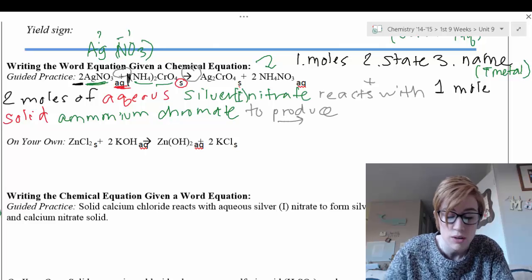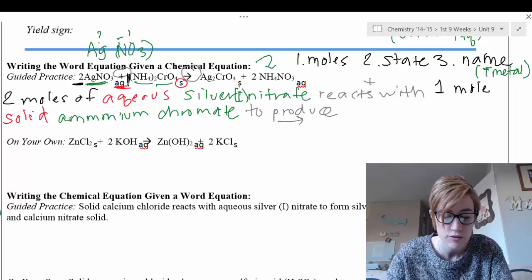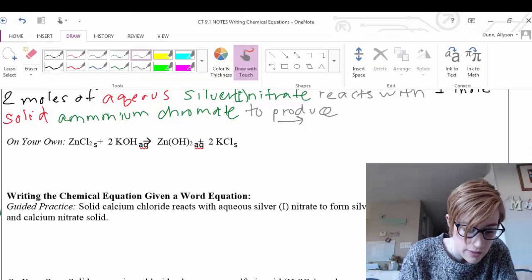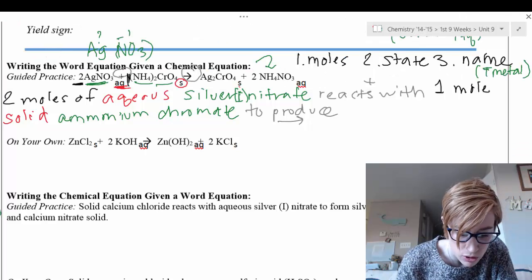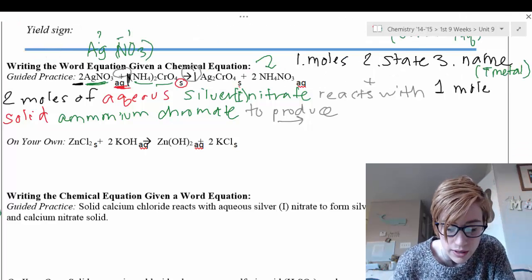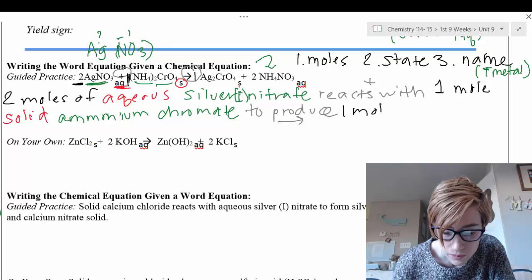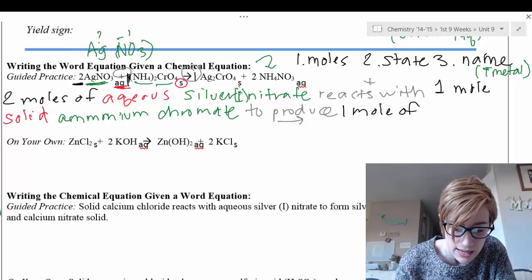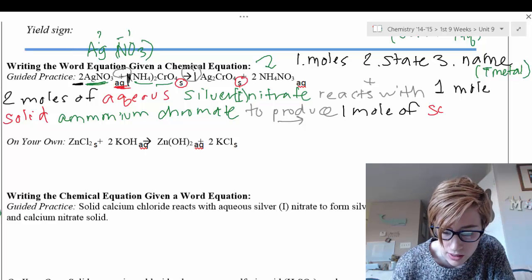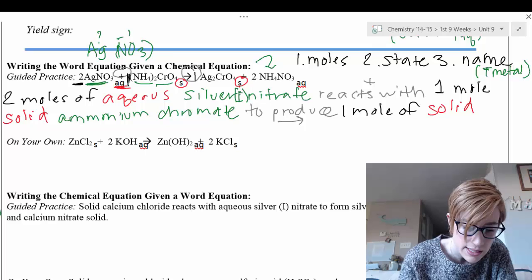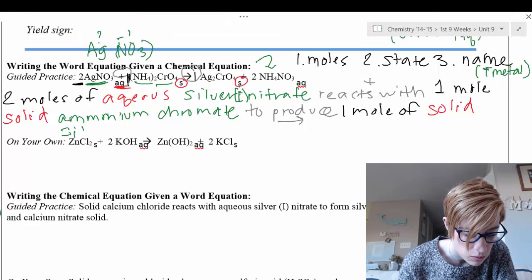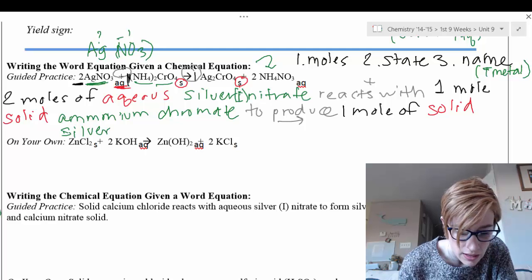So now again, I start my 3 steps over again. I have to write the moles of this compound, then the state, then the name. So how many moles of AgCrO4 do we have? Well, there's not a number, so I'm going to assume it's 1. So I write 1 mole of, and now I do my state, and my state is a solid, so I write solid. Then the last thing I do is I name it. Ag is silver again, so I write 1 mole of silver. And then the second part is chromate.